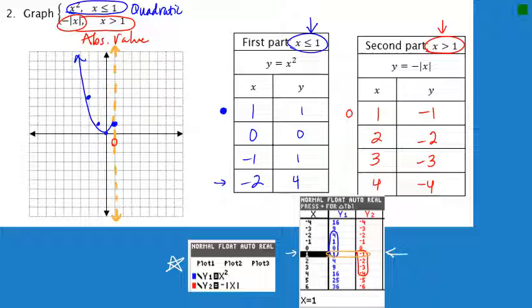All right, so now I have 2, -2, 3, -3, 4, -4. So this is the right side of an upside down V, but because you're only looking at the right side, it kind of just looks like a line.